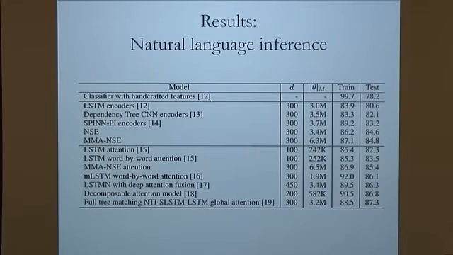So this table summarizes the result. The first one is a handcrafted feature. I think it's a max entropy classifier, with feature engineering. And the next one is based on sentence encoding. This one is based on attention. So even the basic NSE outperforms the fine-grained attention-based LSTM by 1% accuracy here.